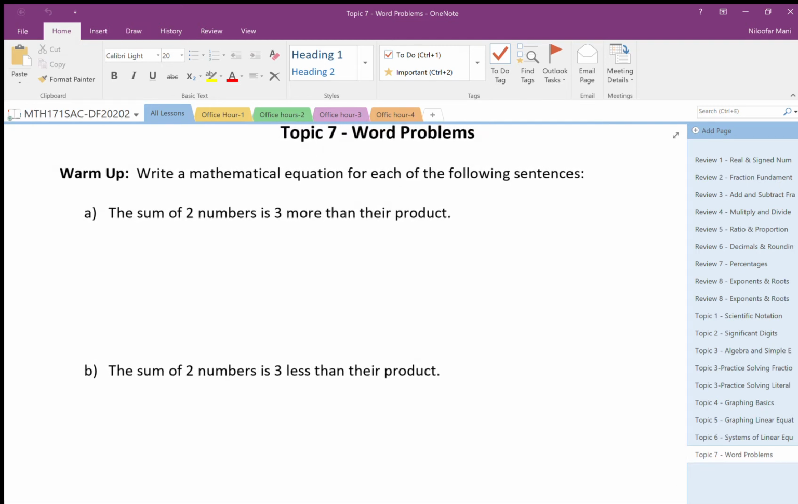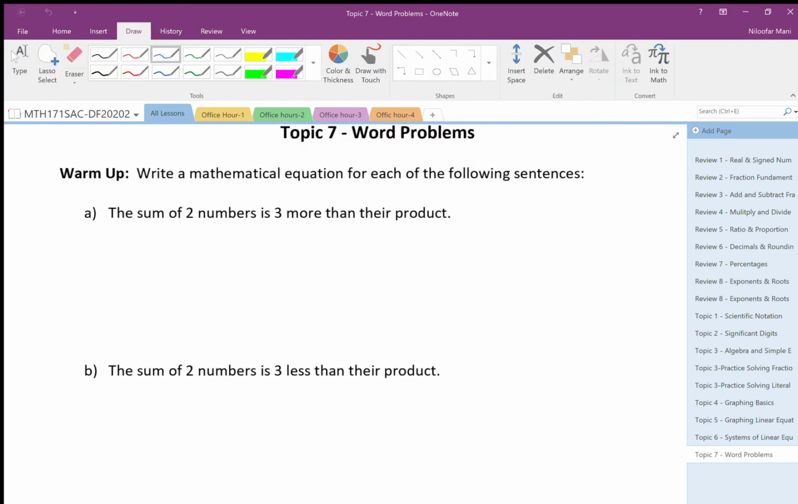Here you see, the summation of two numbers is 3 more than their product. When I say summation, it means plus. So I read the question and I want to translate it. Let's say this is part of a word problem. A summation means just addition of two numbers.